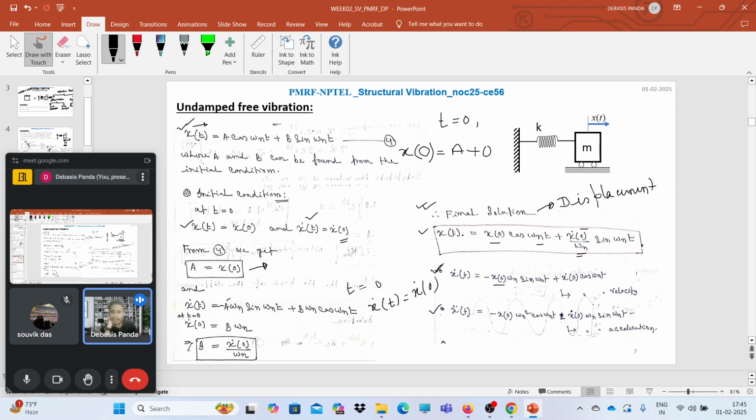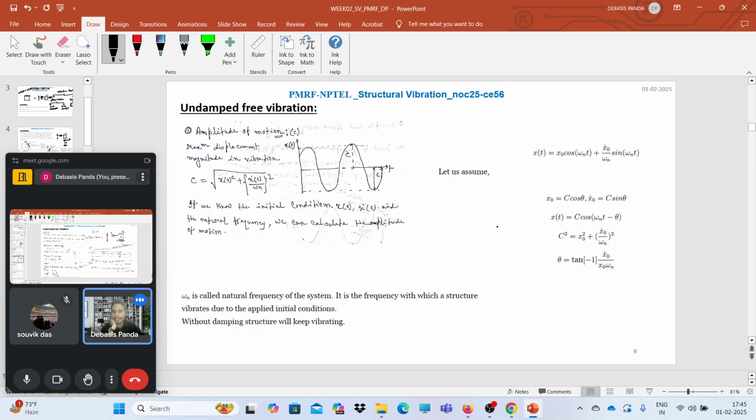So for example, t equals 2, t equals 3, we can easily calculate. Simultaneously, we can calculate the velocity and acceleration response of an undamped free vibration case if the initial conditions and the system properties are provided, so that we can calculate the natural frequency and find out the responses at different time instances.